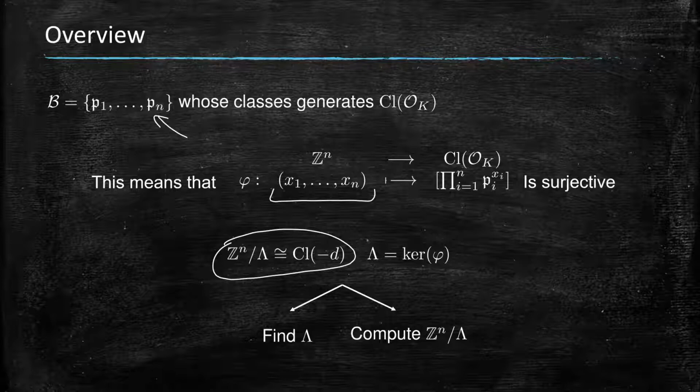So finding relations of the form product of the p_i to the alpha_i equals a certain alpha in K, that is the key to finding the class group: finding enough of them. And of course you need to compute this quotient, but computing this quotient is easy through polynomial time linear algebra methods. So it's really the finding of all these relations that is the bulk of the work here.